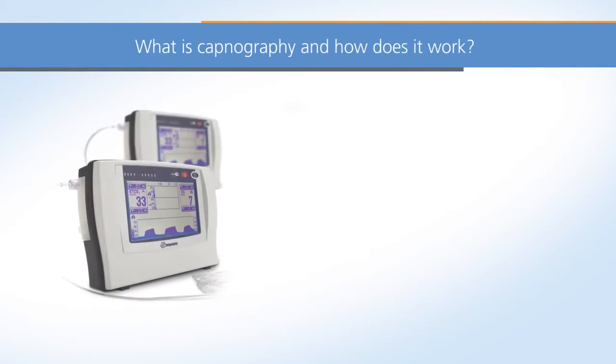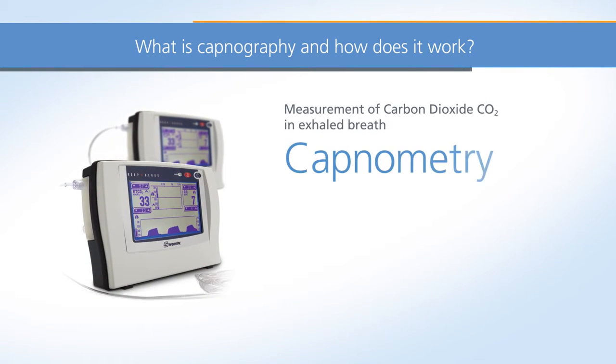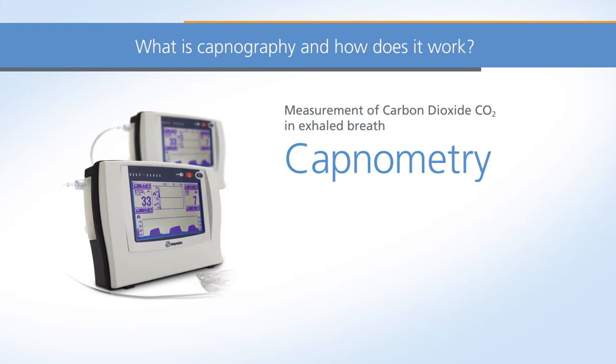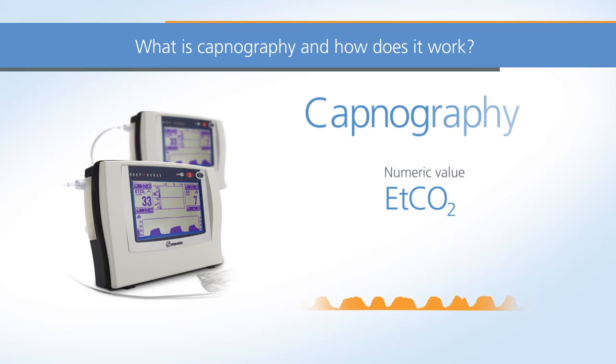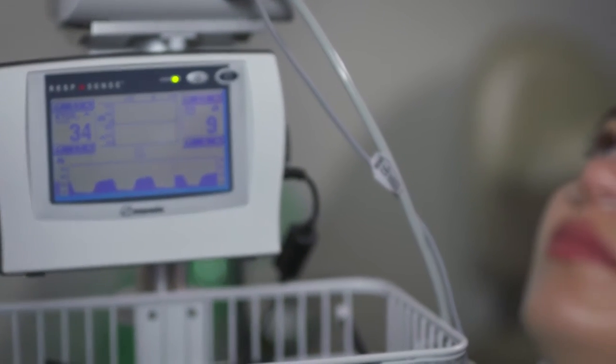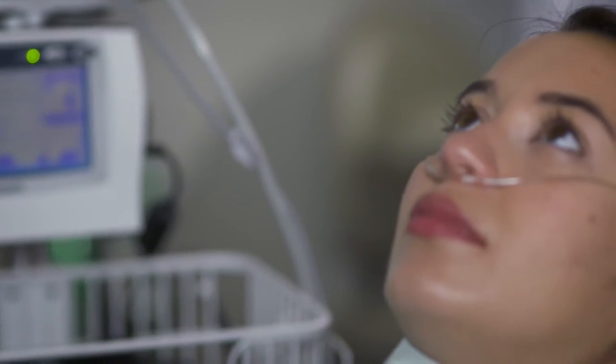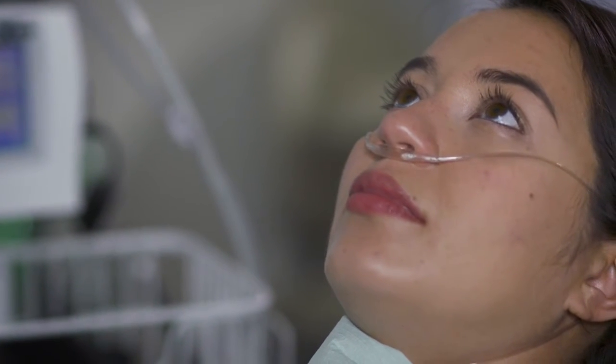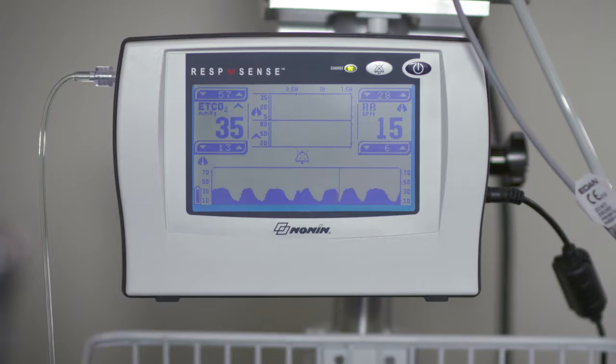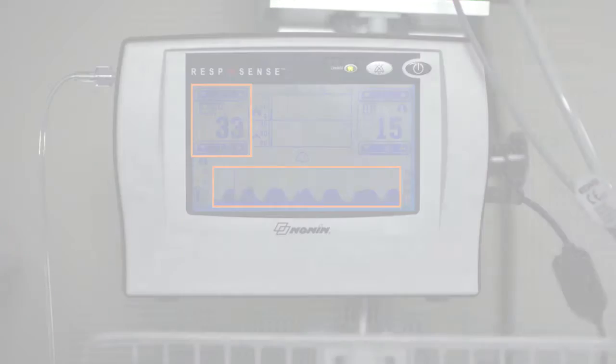The measurement of carbon dioxide in exhaled breath is known as capnometry and is represented by a numeric value. Capnography is the addition of a waveform or capnogram. Capnography works by sampling exhaled air through a small tube, such as a cannula or a sample line, during a procedure. The amount of CO2 in the exhaled breath is analyzed by the monitor and reflected in a waveform and numeric value that are displayed on the monitor or capnograph.